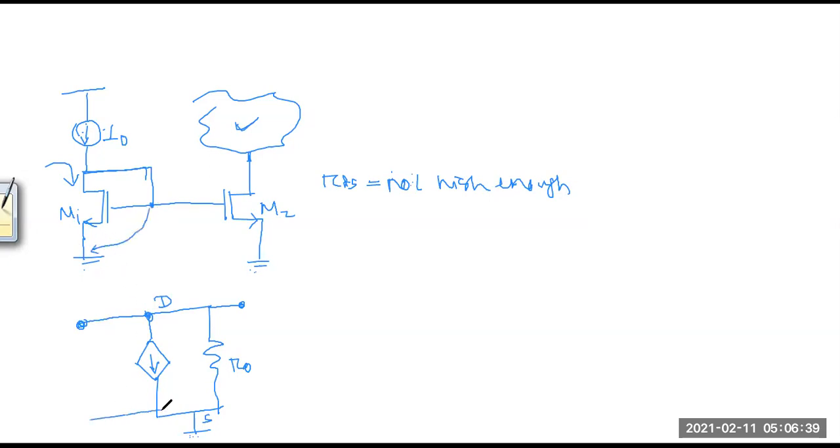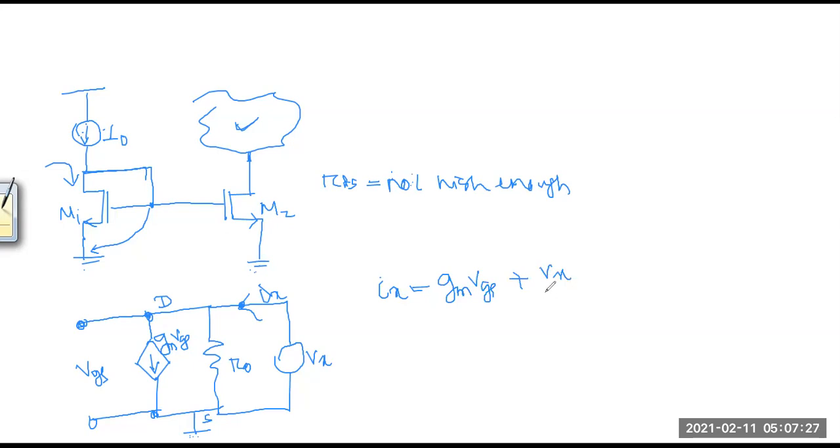This is VGS, so this current is nothing but gm VGS, and this is R0. Now to calculate the impedance, suppose you put a Vx here and the current Ix flows. Then Ix will be, first, the current gm VGS plus Vx by R0.